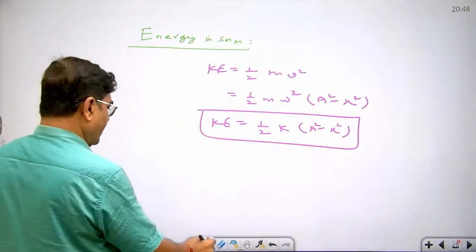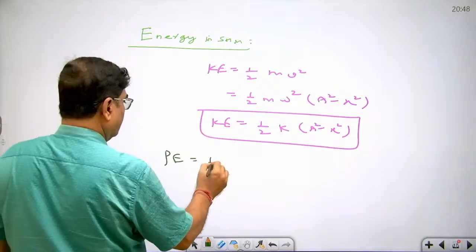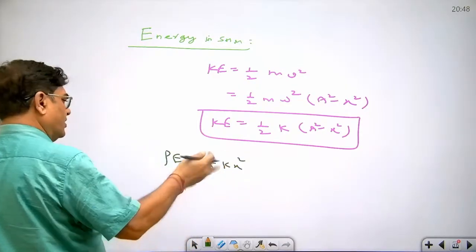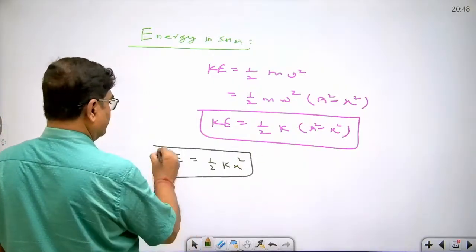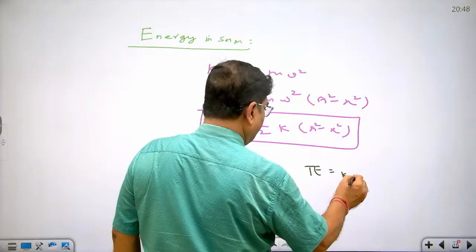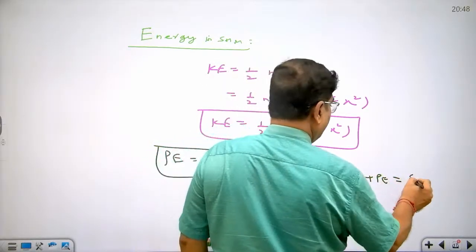And how do we write potential energy in SHM? You can write half k x square, if we assume potential energy at mean position to be 0. Otherwise, write half k x square plus U 0. This is the general expression of potential energy. And dear student, in SHM, total energy, that is the sum of kinetic energy and potential energy, remains constant.